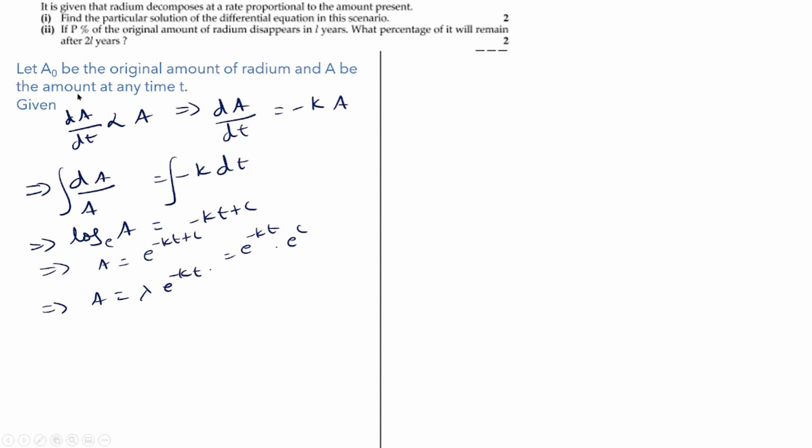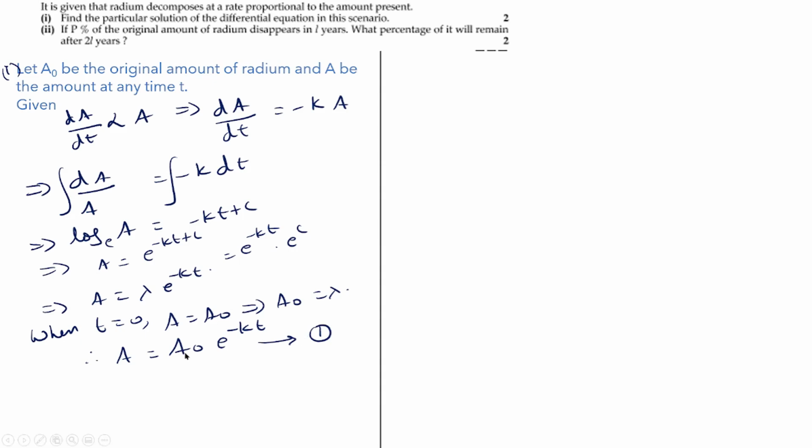We have taken A naught as the original amount. That is, when t equal to 0, A equal to A naught implies A naught is equal to lambda. Therefore, A is equal to A naught into e raised to minus Kt. So this is the first subdivision. Let us mark this as 1. So this is the solution of the differential equation in this scenario.